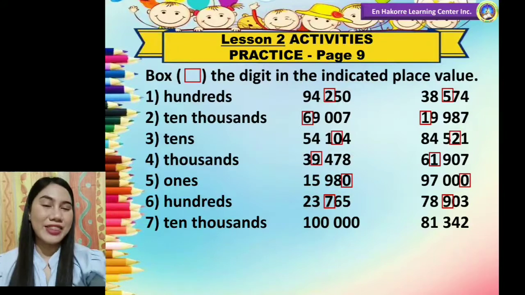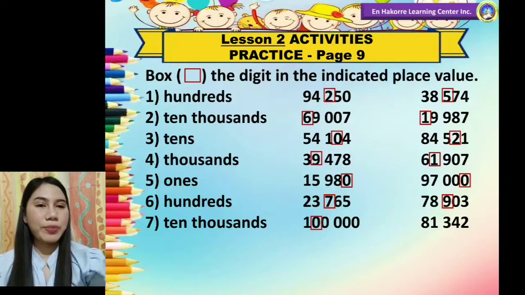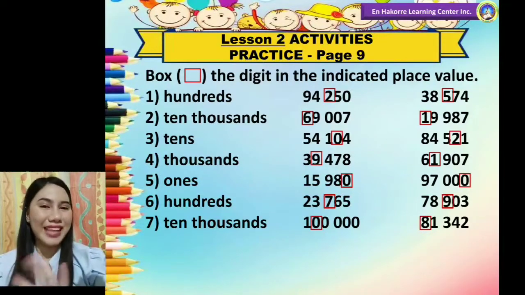So you can find 10,000 in the value of 0. So you have there 0. Next, we have 81,342. Again, 81,342 has the place value of ones, tens, hundreds, thousands, and 10,000s. So you have there 8, which has the place value of 10,000s.